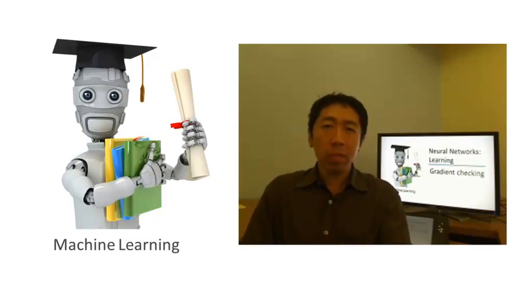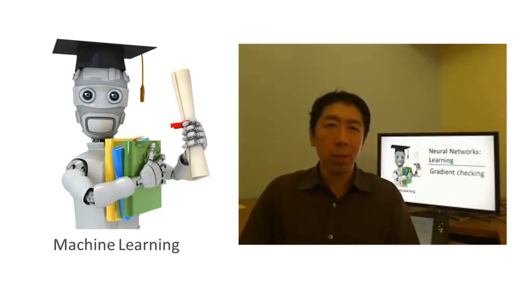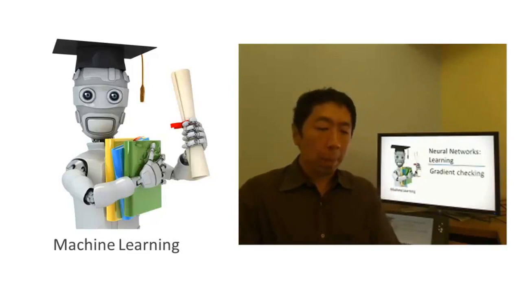And in the previous videos, I asked you to take on faith that the formulas I gave for computing the deltas and the d's and so on actually do compute the gradients of the cost function. But once you implement numerical gradient checking, which is the topic of this video, you'll be able to verify for yourself that the code you're writing is indeed computing the derivative of the cost function J.